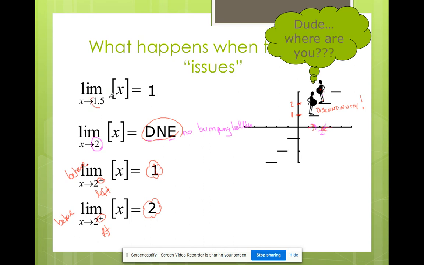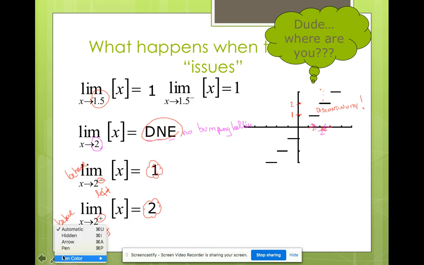That didn't happen at 1.5, right? If you notice at 1.5, if I asked you what is the behavior of the function as you approach 1.5 from the left, the range walker was at a level of 1. As you approached 1.5 from the right, the range values were also 1, right?